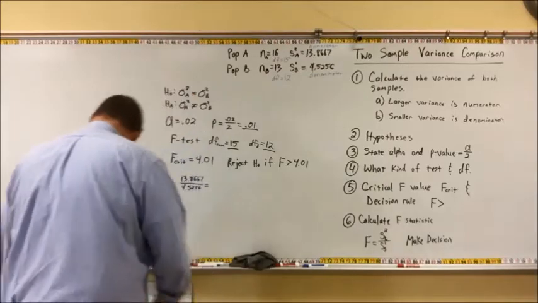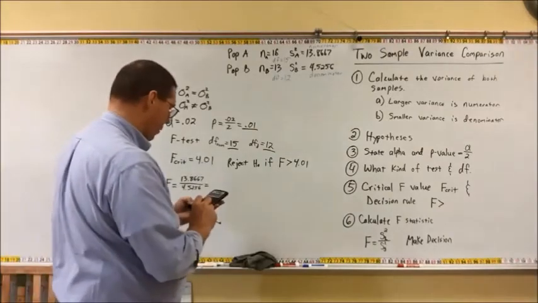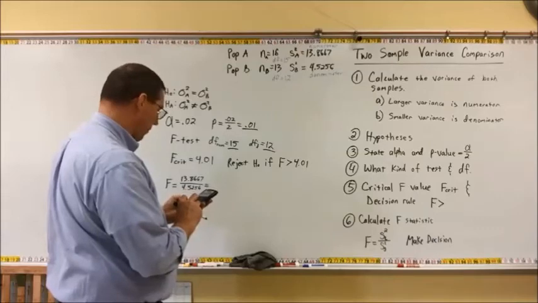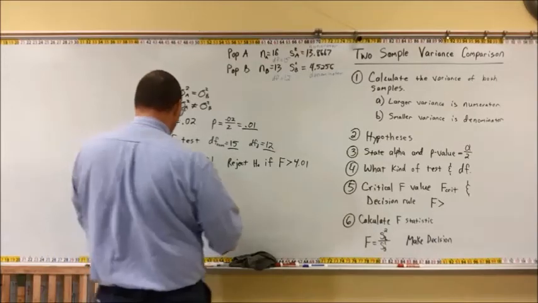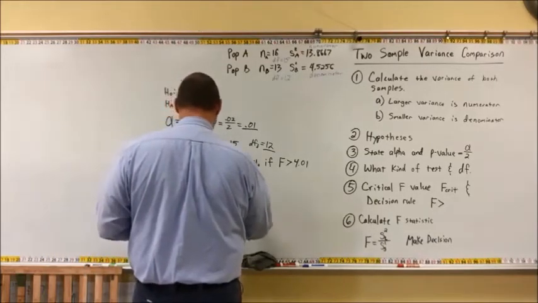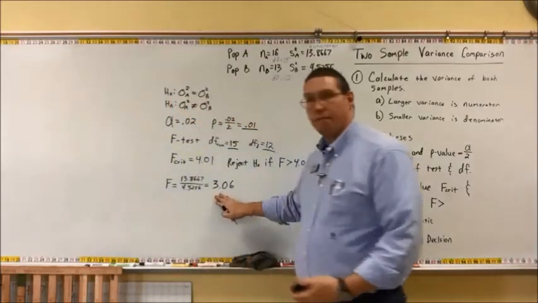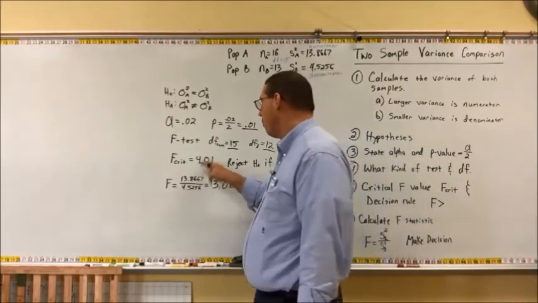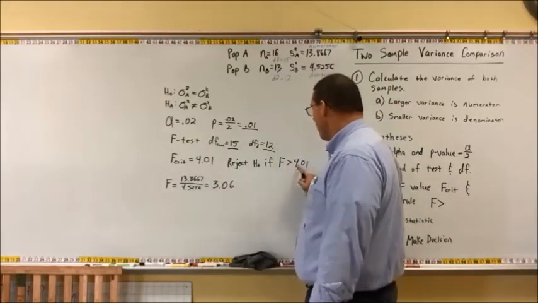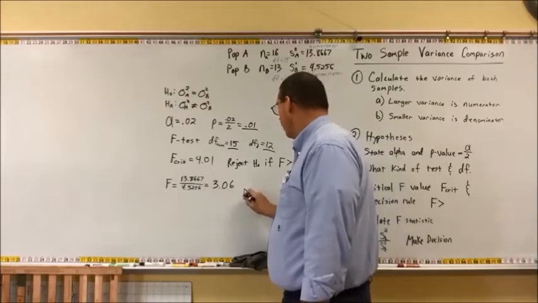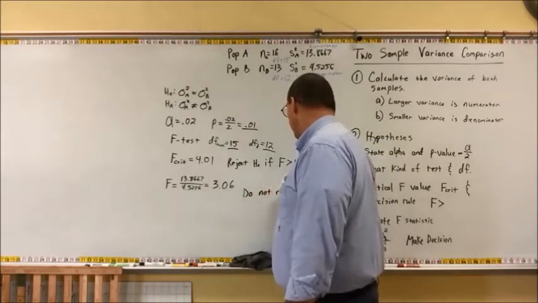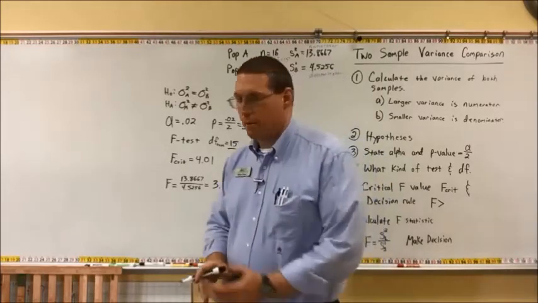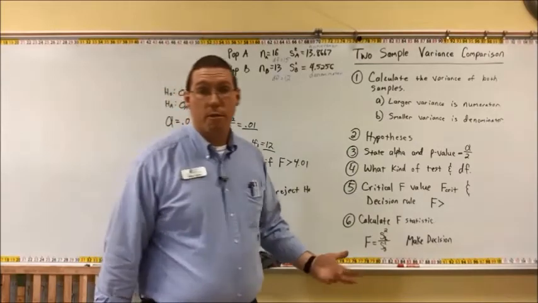And I'll grab a calculator and plug that in. 13.8667 divided by 4.5256, and I get 3.06. Note, that's a good F right there, 3.06. A lot of times that'll give us significance, right? Except we're comparing it to 4.01. 3.06 is not larger than 4.01, so we are going to say do not reject H sub O. We do not have sufficient evidence to suggest that the variances are different.